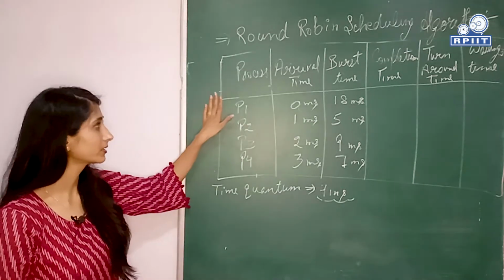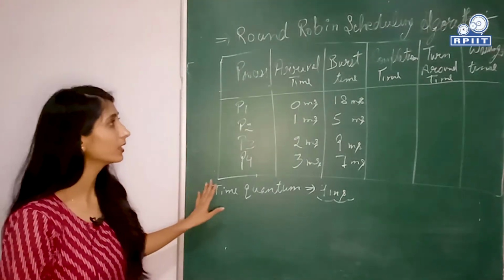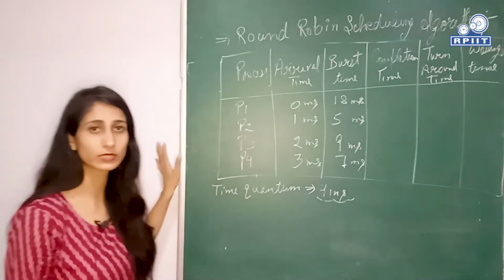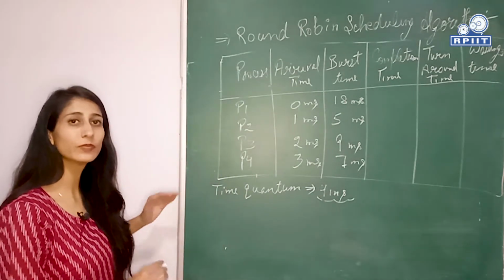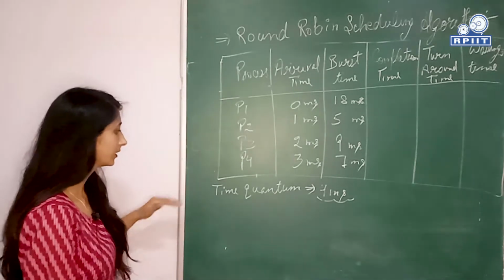Here we have processes, arrival time and burst time that is given. And we need to calculate the completion time, turnaround time and waiting time of these 4 processes with the help of this time quantum. That means each and every process will run a maximum of 4 milliseconds in one turn. Let's begin.